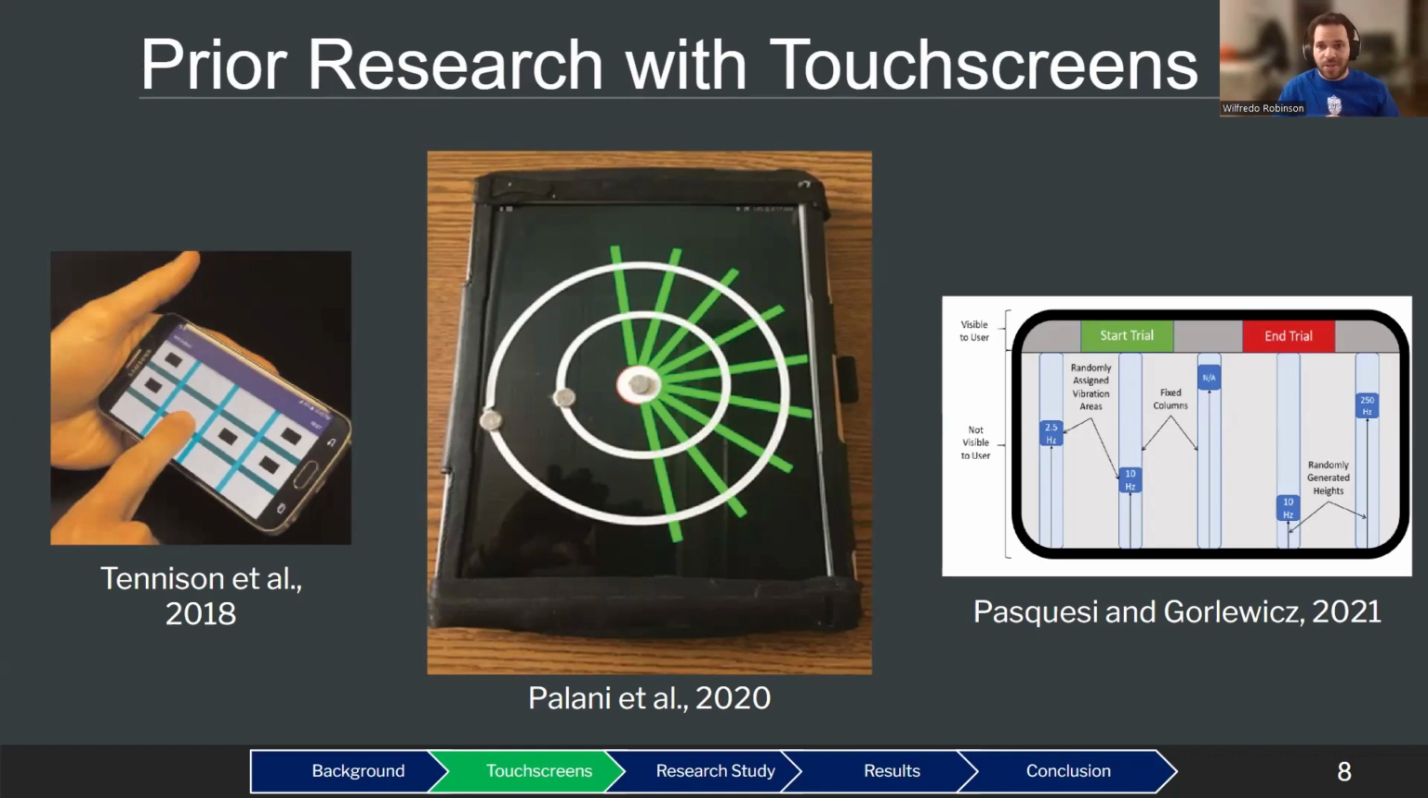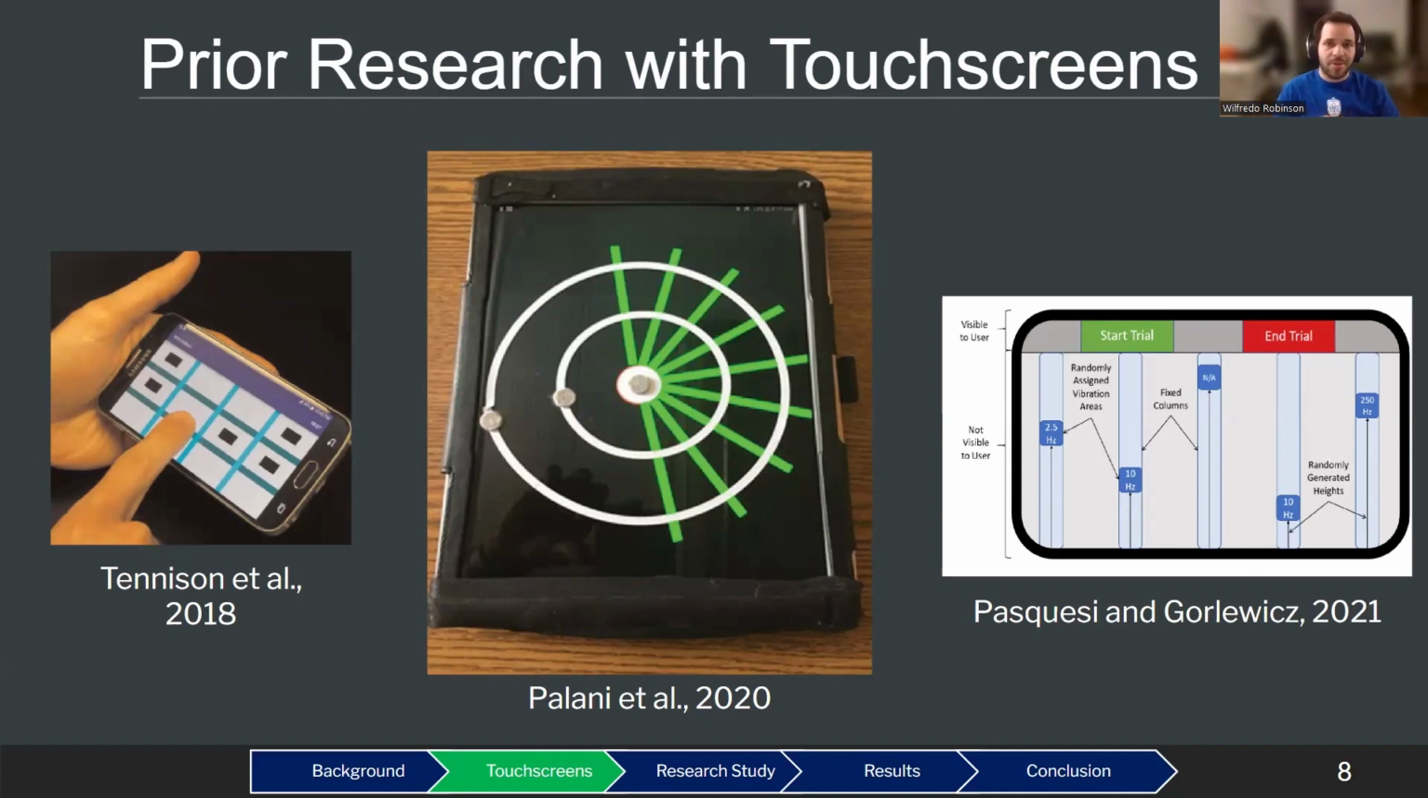Pasquesi and Gorlewicz in 2021 then asked, if we're going to use vibrations, then which vibrations are detectable by the user, and then which vibrations are distinguishable from each other by the user.